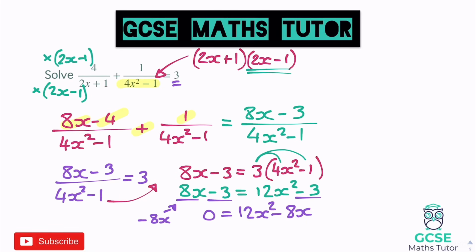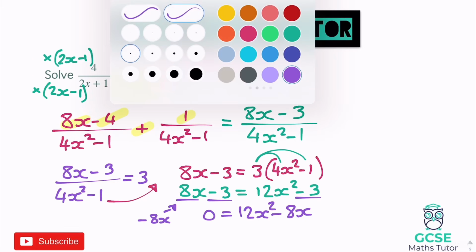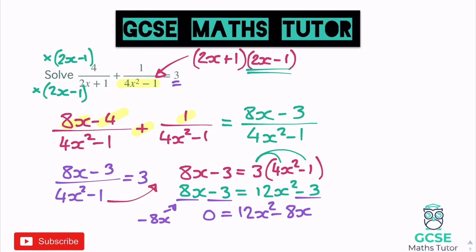So at the moment both these numbers are even, so you don't have to do this, but I think it just makes it a little bit simpler. So we can divide both sides by 4. We get 0 equals, we could do 2 and then 2 again, but it's just a bit quicker if we divide both sides by 4. So we get 3x squared minus 2x. There we go, and then we can factorise that.